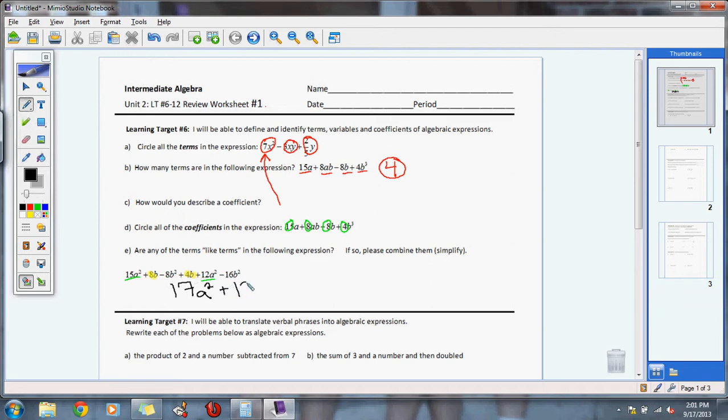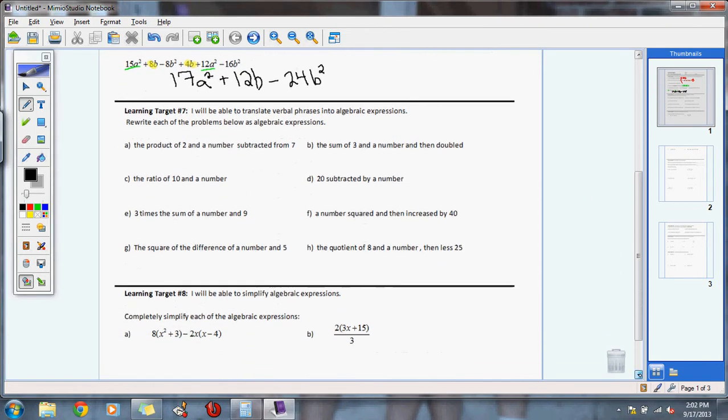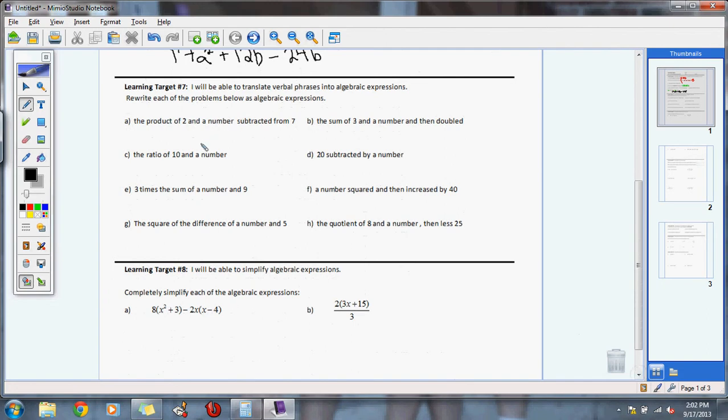Sorry, I'm getting the hang of this here. It's early in the year, I will get better. So plus 12b. And then looking through, we have the b squareds left over. So -8, -16 just combine together to give you -24b squared. And I cannot combine any of those more because those aren't like terms. So moving on to learning target number 7. This is one that definitely causes me some concern going into the test.